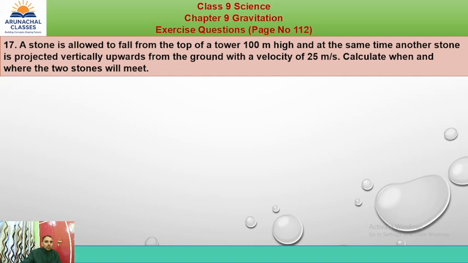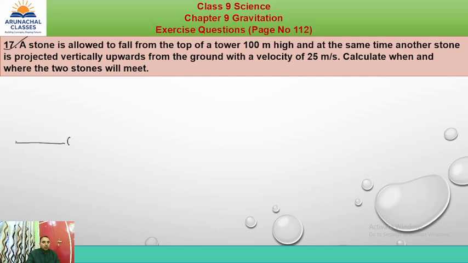Here the question is that a stone is dropped to fall on the ground from the top of a tower whose height is 100 meter, and at the same time another stone is projected vertically upward from the ground with a velocity of 25 meter per second. Calculate when and where the two stones will meet. So for that we need to draw the diagram.